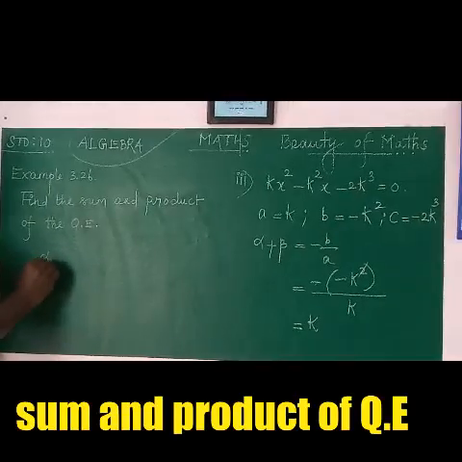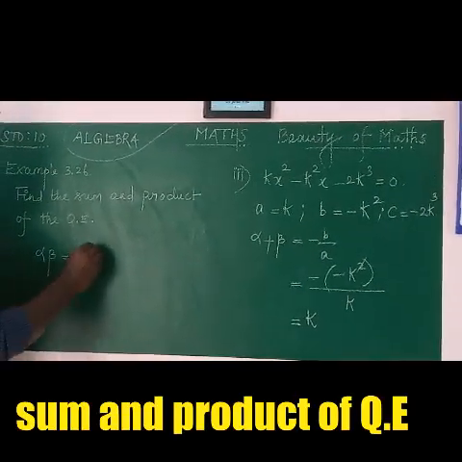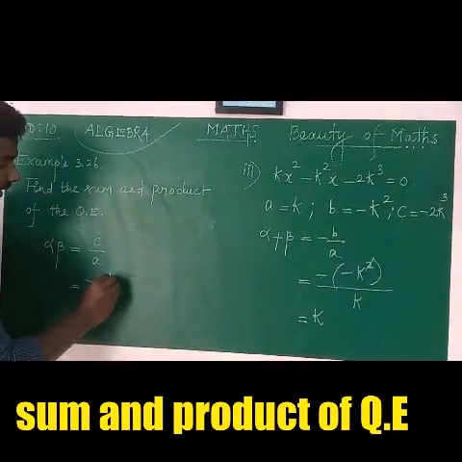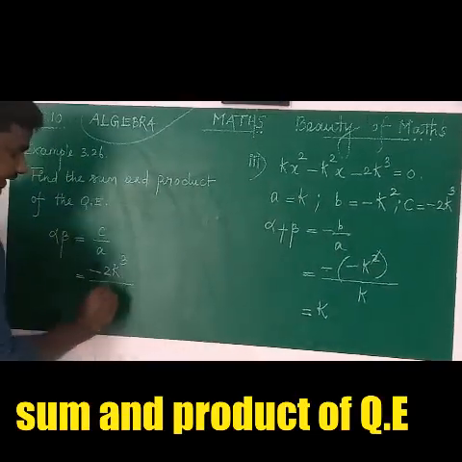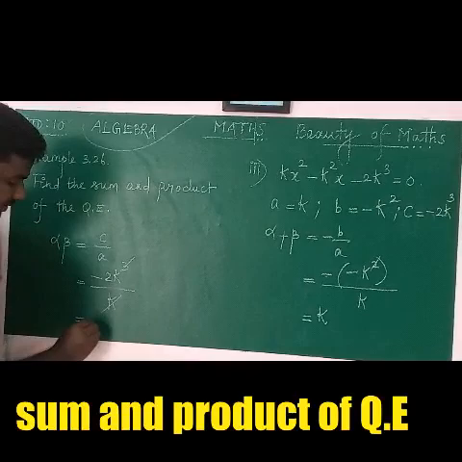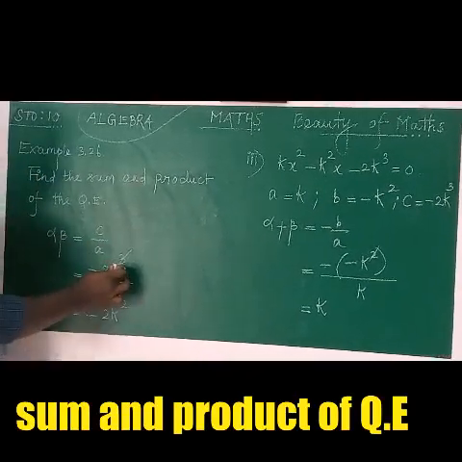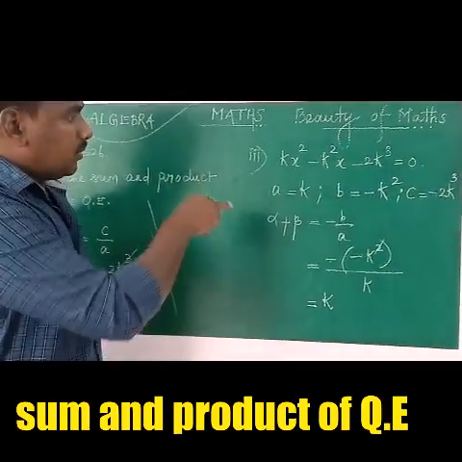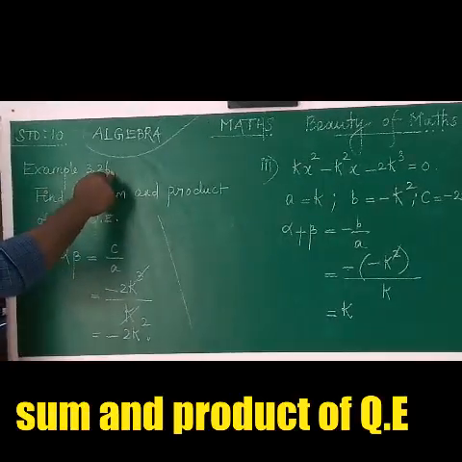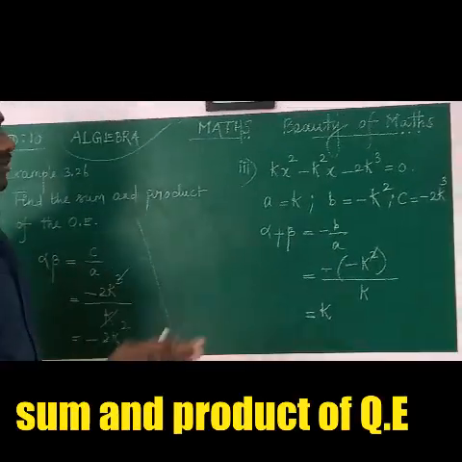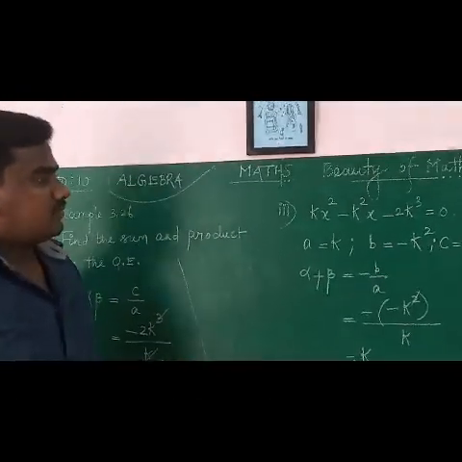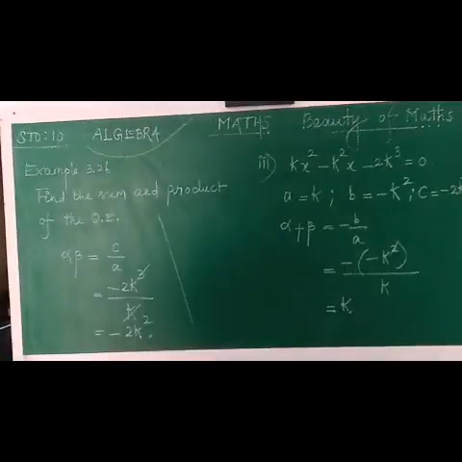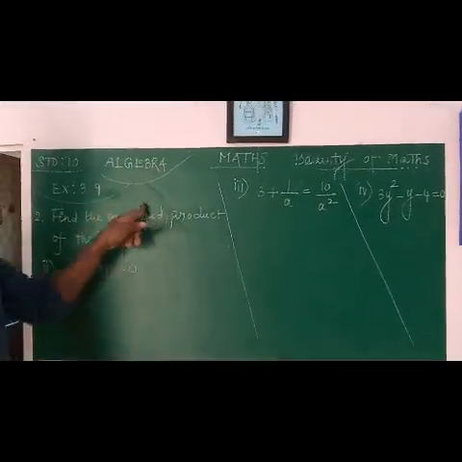Now I am going to find alpha into beta, the product of the roots. That is c by a. What is c? Minus 2k cube divided by a value k. This k cube divided by k cancels, so minus 2k square is there. So this is the product of the roots. I hope you understand the problem. And one more problem is there in example 3.26, the second subdivision, which is homework. You try to solve the problem. Next video, we are going to solve the problems in exercise 3.9. Thank you.